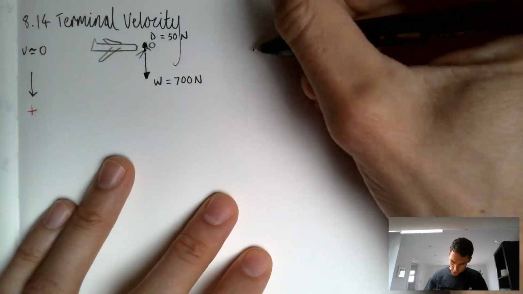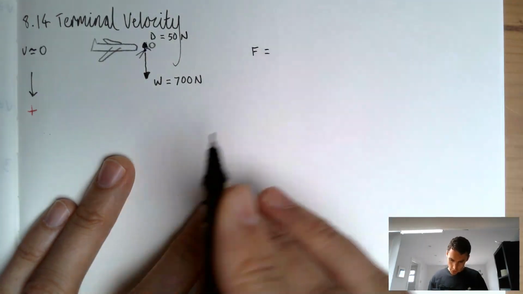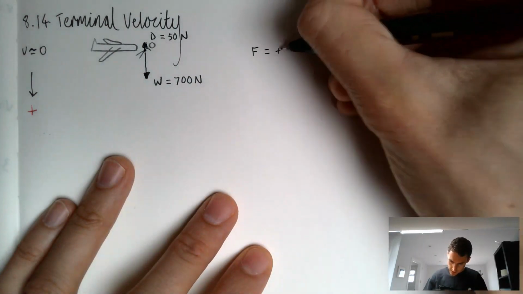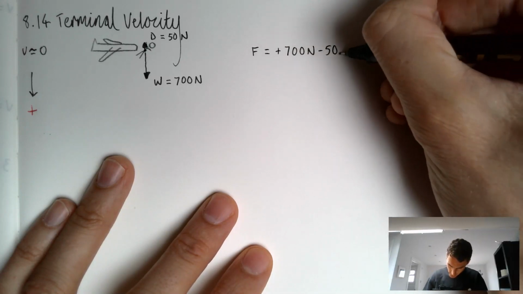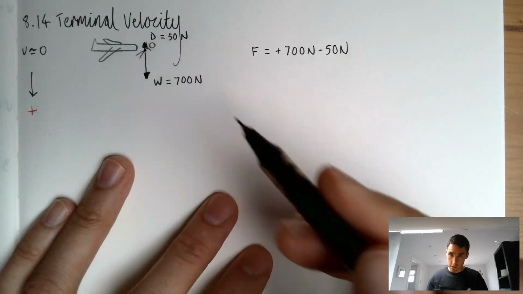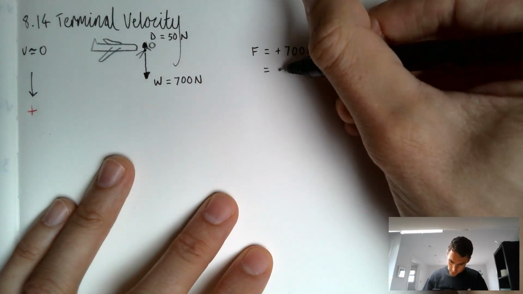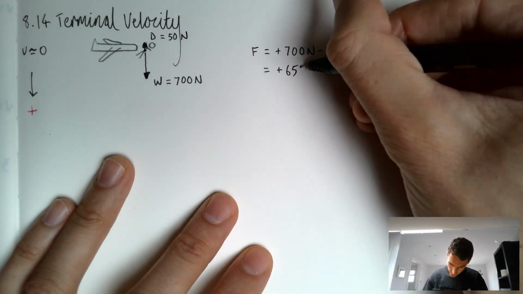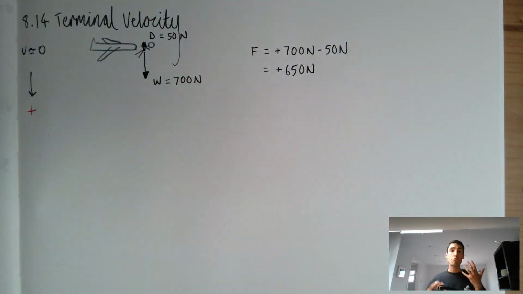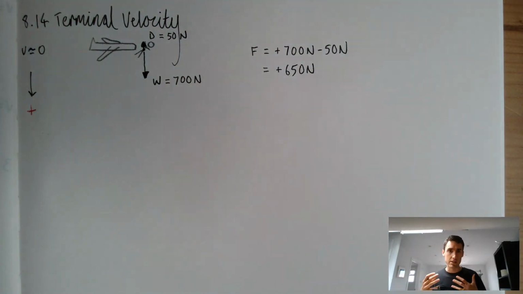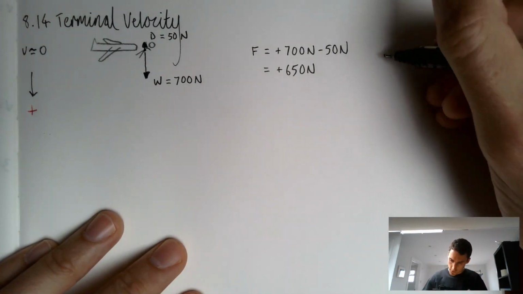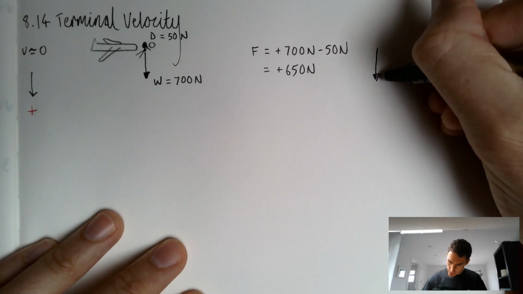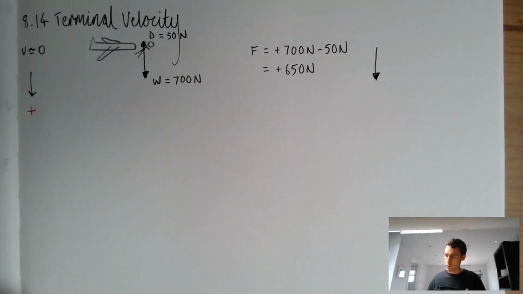So that seems like a sensible way to do it. So my resultant force, I'll just put this as F equals, is going to be plus 700, because that's in the downwards direction, minus 50 newtons, because that is going in the opposite direction, which gives 650 newtons. So again, I'm modelling every single lesson, or most lessons, this process so that students are just in these habits. So I've got a resultant force of 650 newtons downwards, quite a large resultant force.